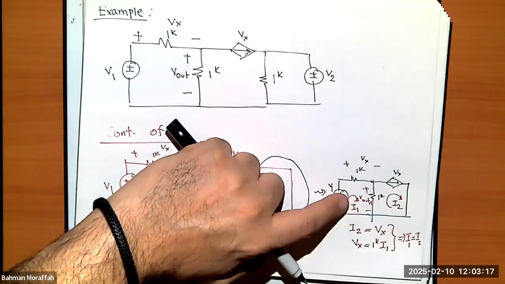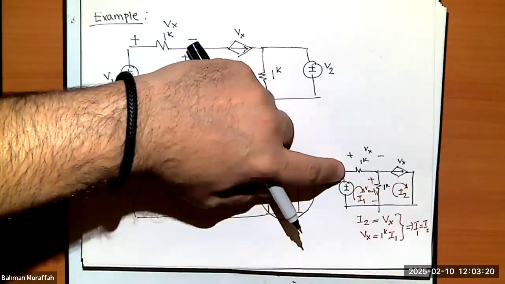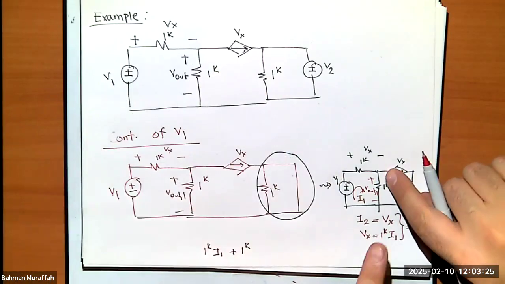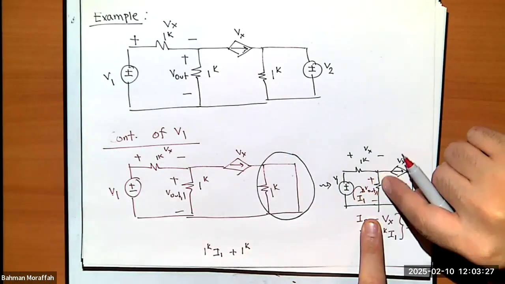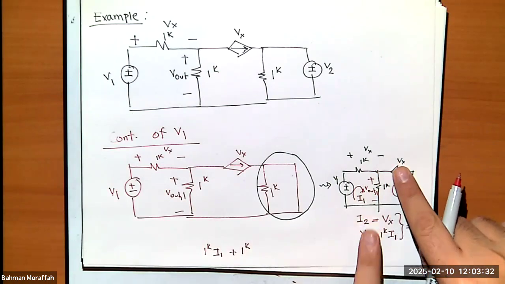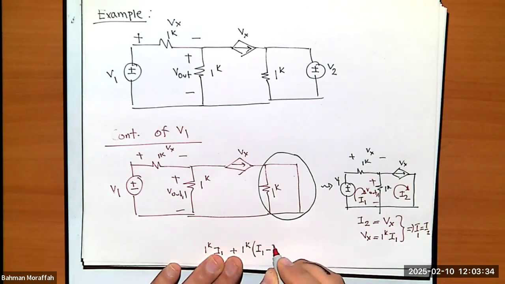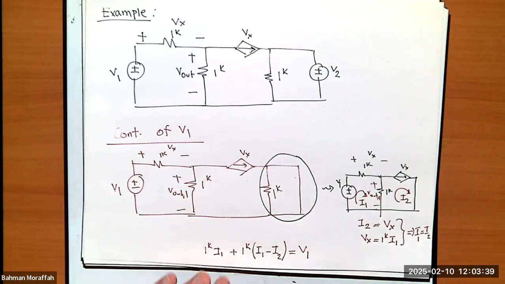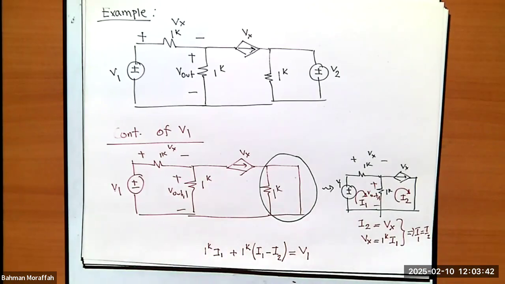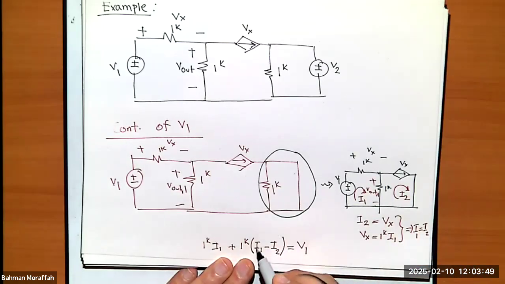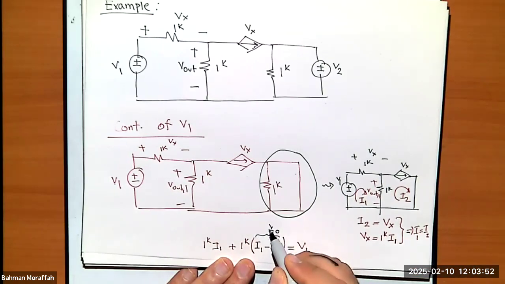If I write a KVL in this loop, what do I have? I have 1K times I1 plus 1K. What is current through this guy? That's I1 that's going down. I2 is opposing that, so it's I1 minus I2. Right? That should be V1. But look, I1 is exactly I2. Right? So this term is 0. We know I1 is exactly I2.